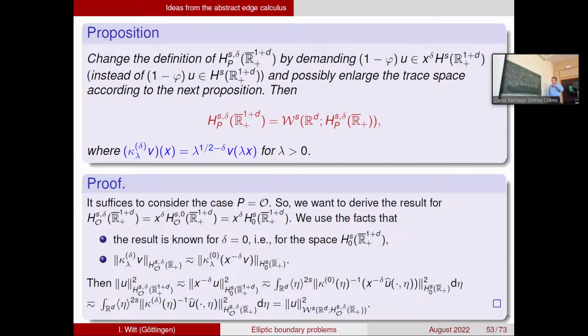So basically, this result holds. We have to just multiply that by x to the rho. Which means effectively, this was the requirement that 1 minus phi was such a cutoff function, u belongs to HS, and at the other place it belongs to x to the delta HS. It's just a marginal change.